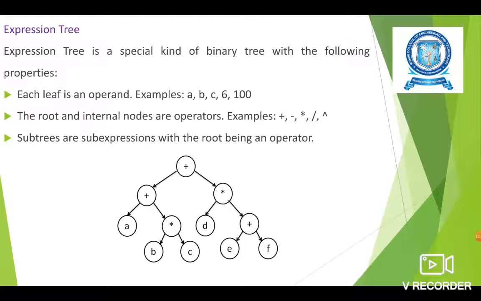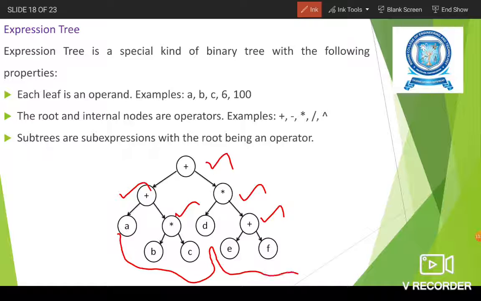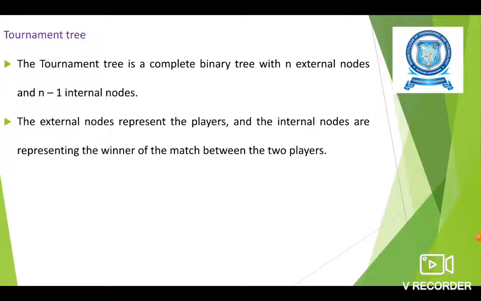So what is called an expression tree? It is also a special kind of binary tree. Here each leaf is an operand, whereas the root and the internal nodes are operators. Okay, the internal nodes are operators, but all the leaves are the operands. So this is an example of an expression tree.